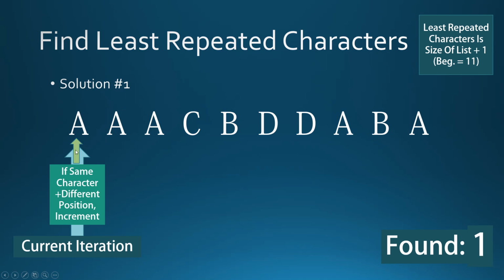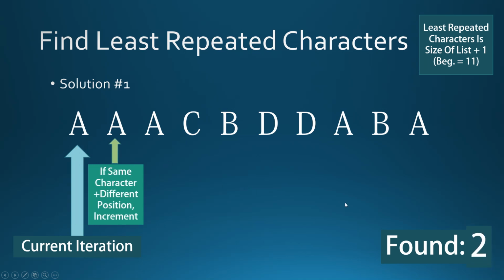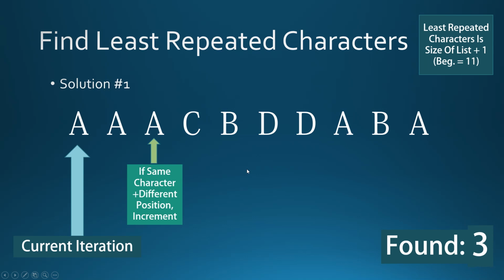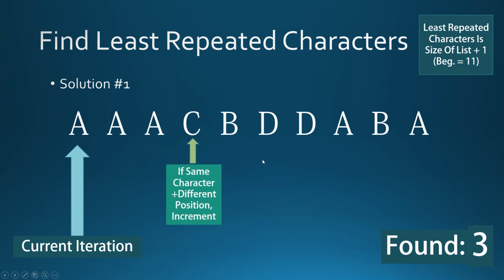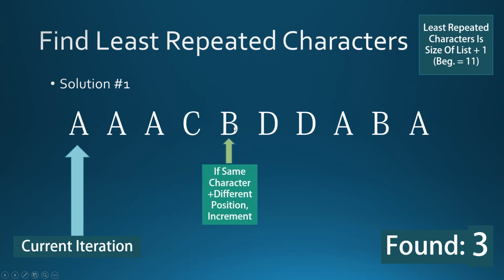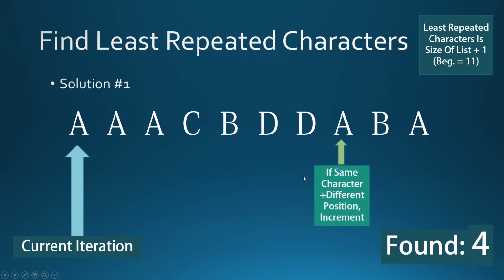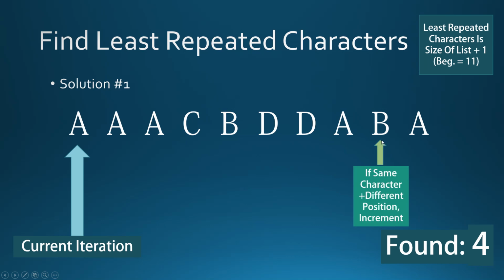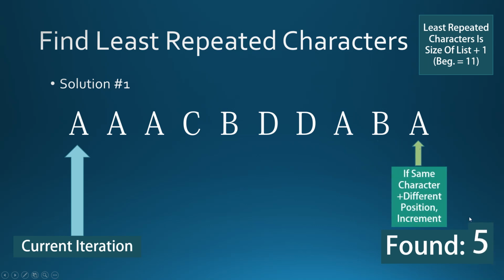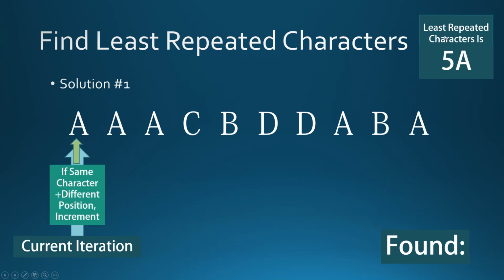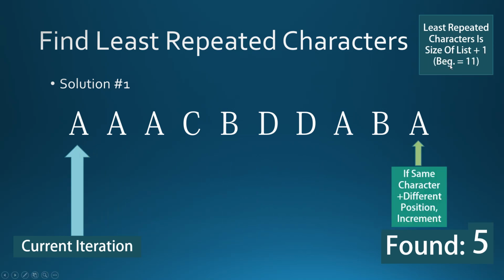So now let's increase our inner iteration, which is the second iteration. We found another element, so we increment. It's not A, so we're ignoring not A, not A, not A. It's E at a different index, B a different character, A the same character. So now we have found 5 for our current first iteration. So the least repeated character so far is 5A.